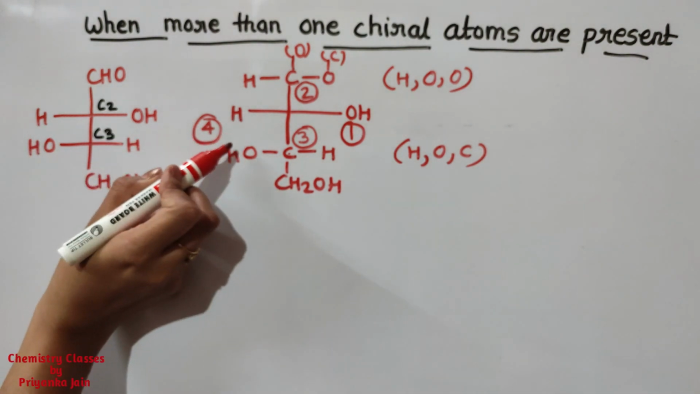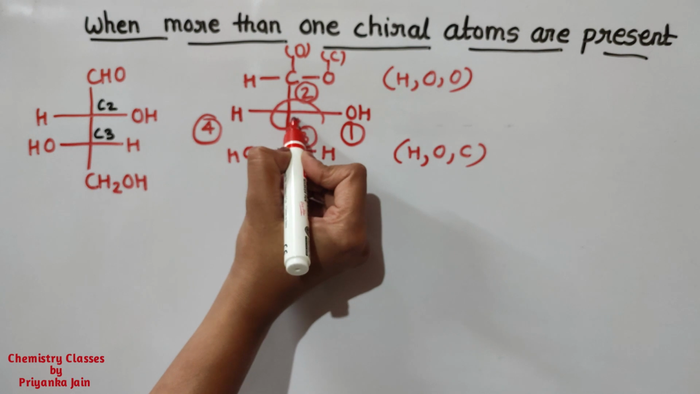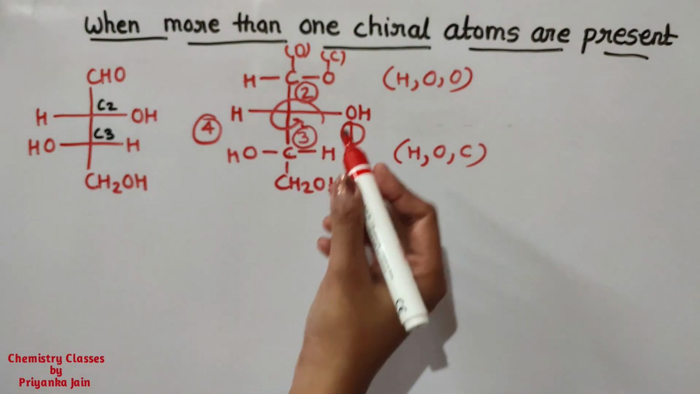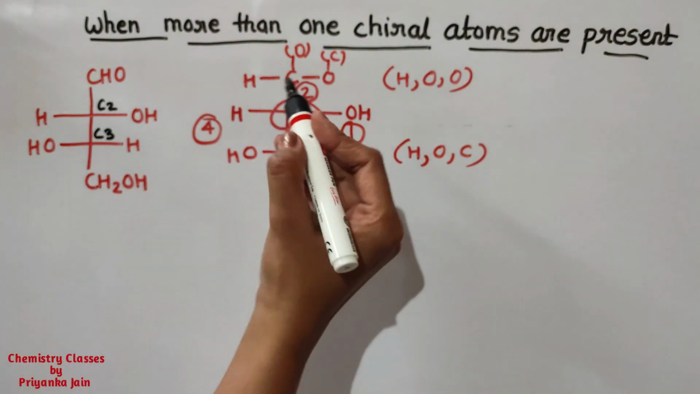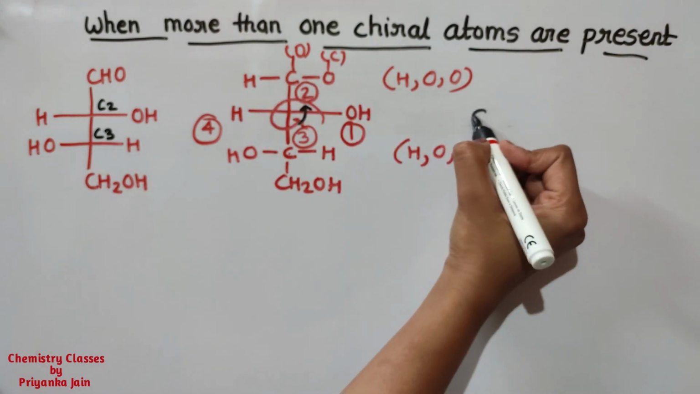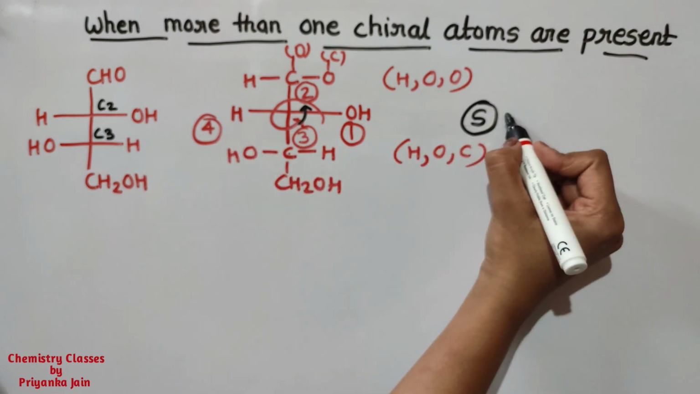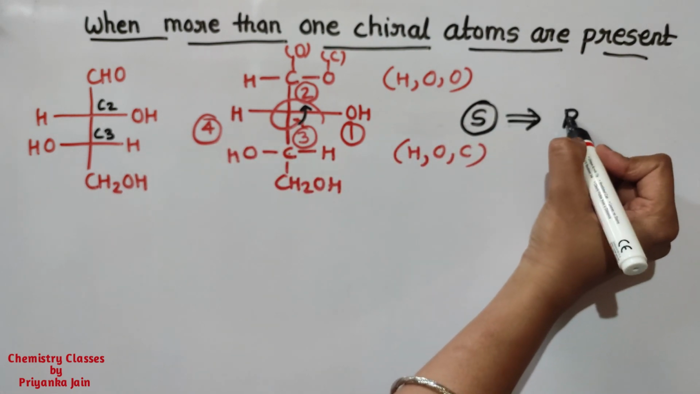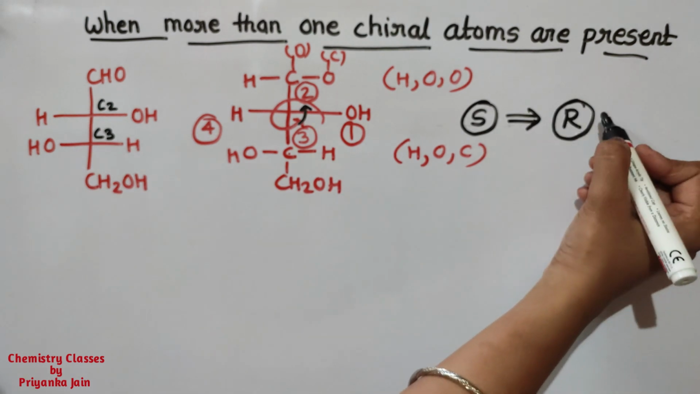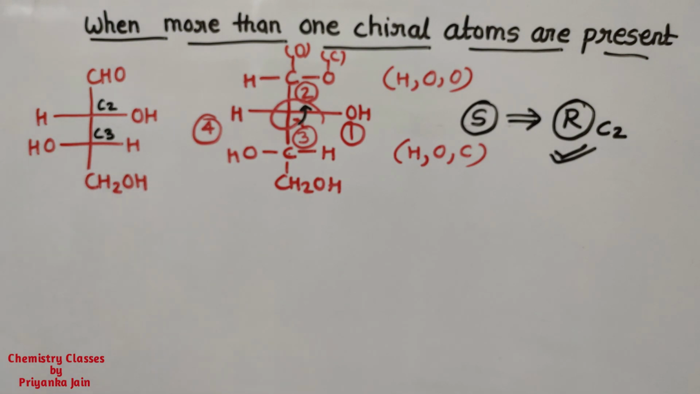Now we have to see from the side of this fourth group, 1, 2 and 3. See here, this is the S configuration, right? This is going in this manner, right? This is S configuration. But you can see here this hydrogen is on the horizontal line, so it will invert to the R configuration. Okay, so at the C2 carbon atom there is R configuration, right?